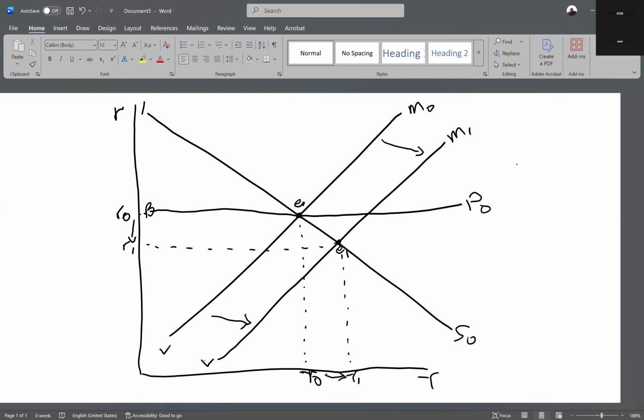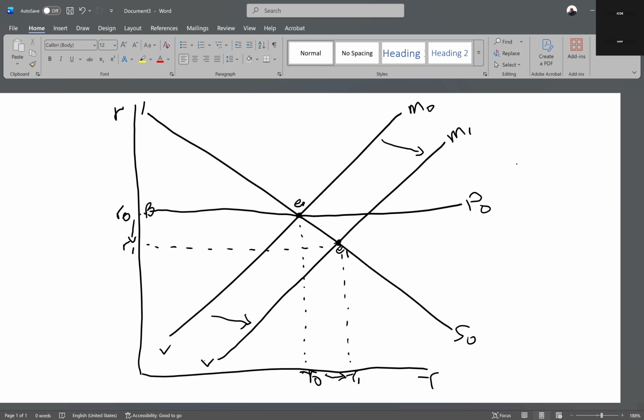So at E1, what do we see? We are at equilibrium on the LM curve. We are at equilibrium on the IS curve, but disequilibrium on the BP curve, isn't it? Yes, Prof. So at E1, that disequilibrium is what? Balance of payment deficit. Yes, can you see that? Yes, Prof. Balance of payment deficit.